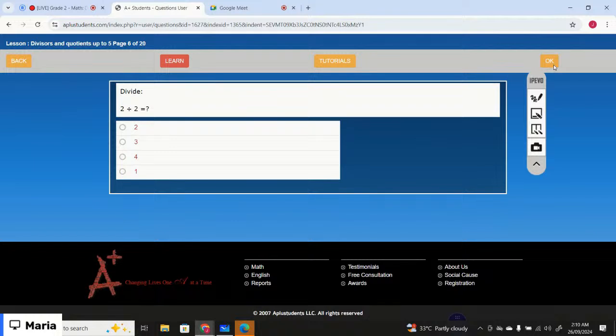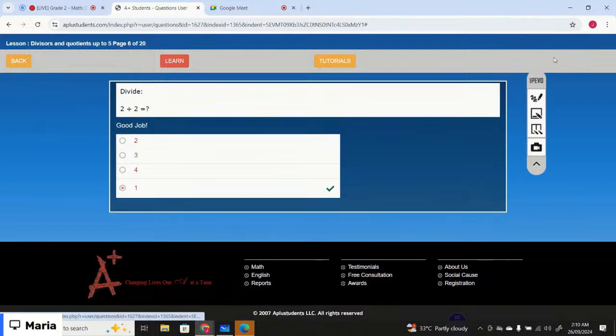Divide 2 divided by 2. So you are dividing the number by itself, right? Dividing the number by itself always makes 1. Any number divided by itself is always 1. So 2 divided by 2 is 1. The correct option is 1.